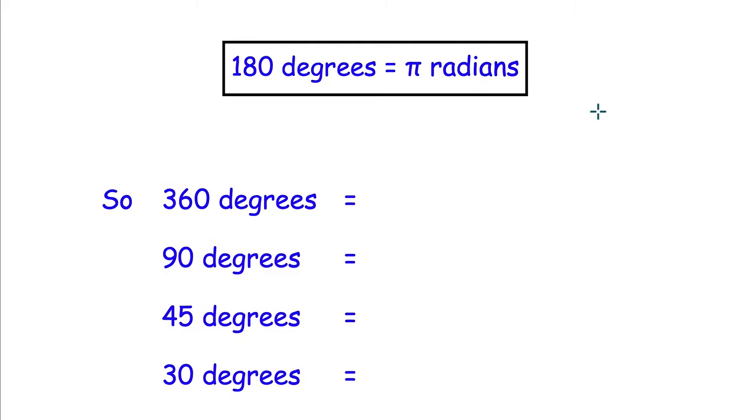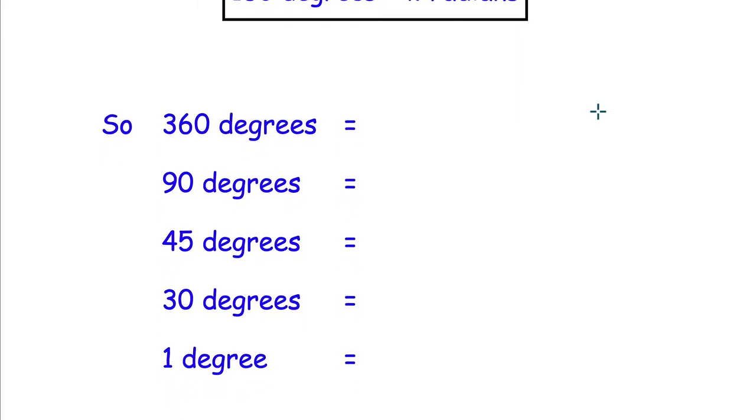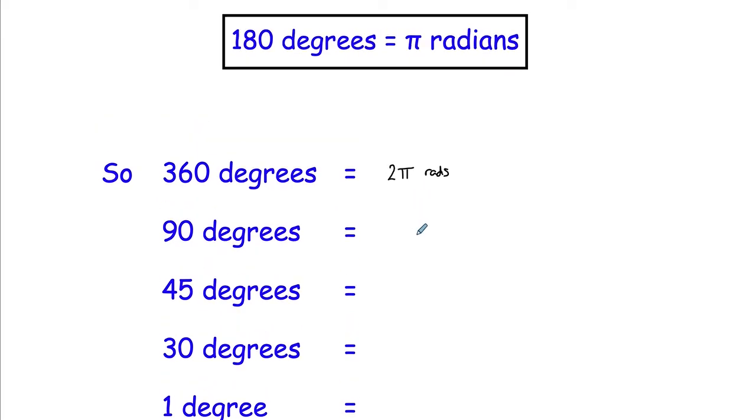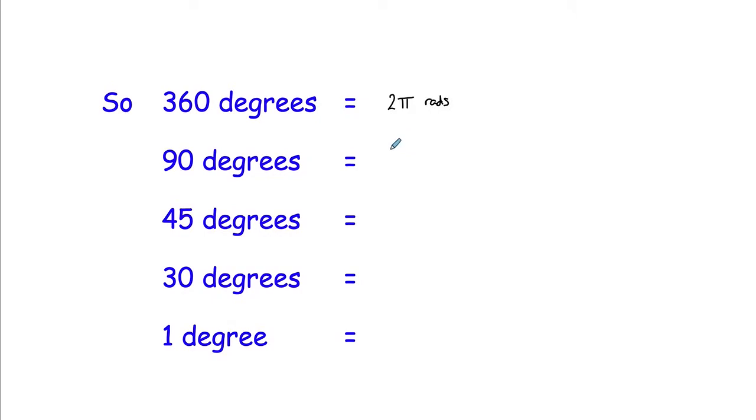If 180 degrees is equal to pi radians, then 360 degrees will be equal to 2 pi radians. And you can write rads, or you can put a little r, or you can write radians. 90 degrees is going to be half of that, so pi over 2 or a half pi radians. 45 degrees is half again, so that's going to be pi over 4 radians.